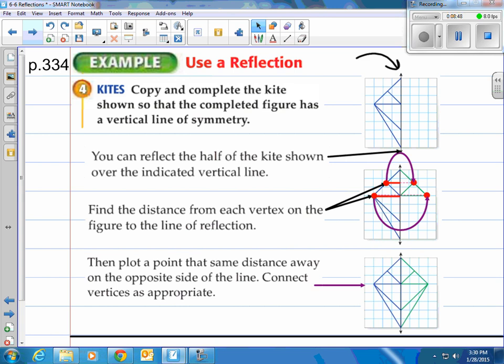And then connect the vertices as appropriate. So there you go. That's it in a nutshell on what we're talking about with reflections. And when you get to class, we'll actually go through and practice a few of them.